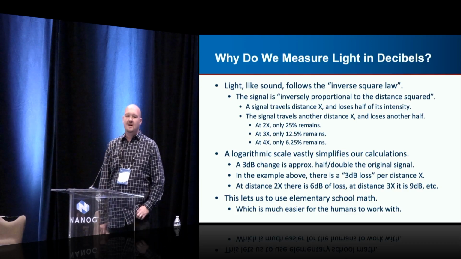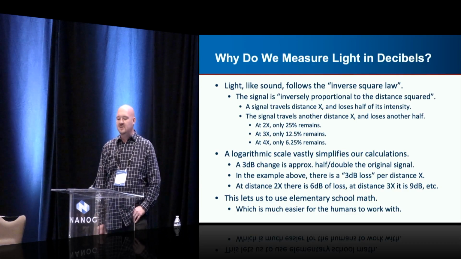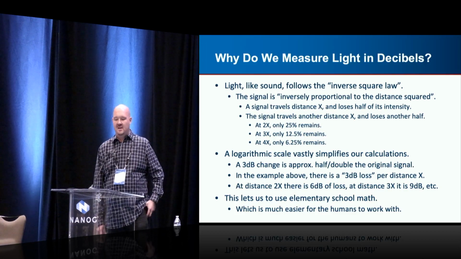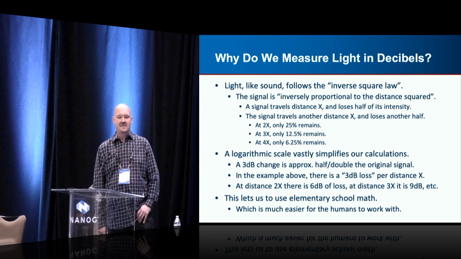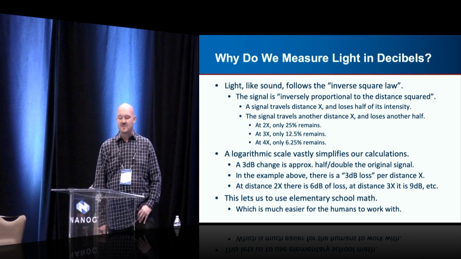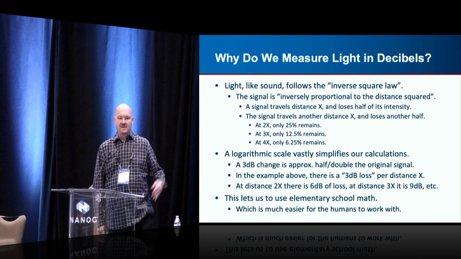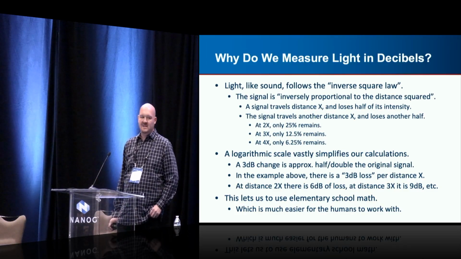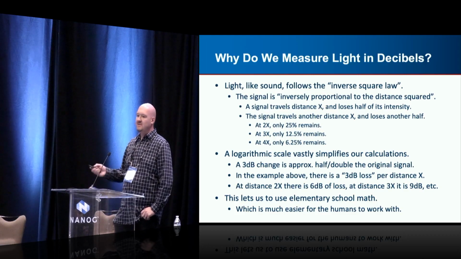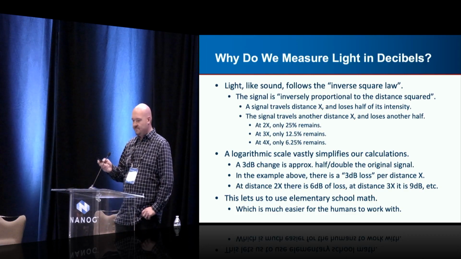If you use a logarithmic scale, it makes the calculations a lot simpler. So imagine, convert that into a 3 dB change. Now you could say that there is 3 dB of loss per distance x, and as you move 2x, 3x, 4x, you see 3 dB, 6 dB, 9 dB. It makes it elementary school math and it makes it easier on the humans to work with. That's the whole point of using a logarithmic scale.